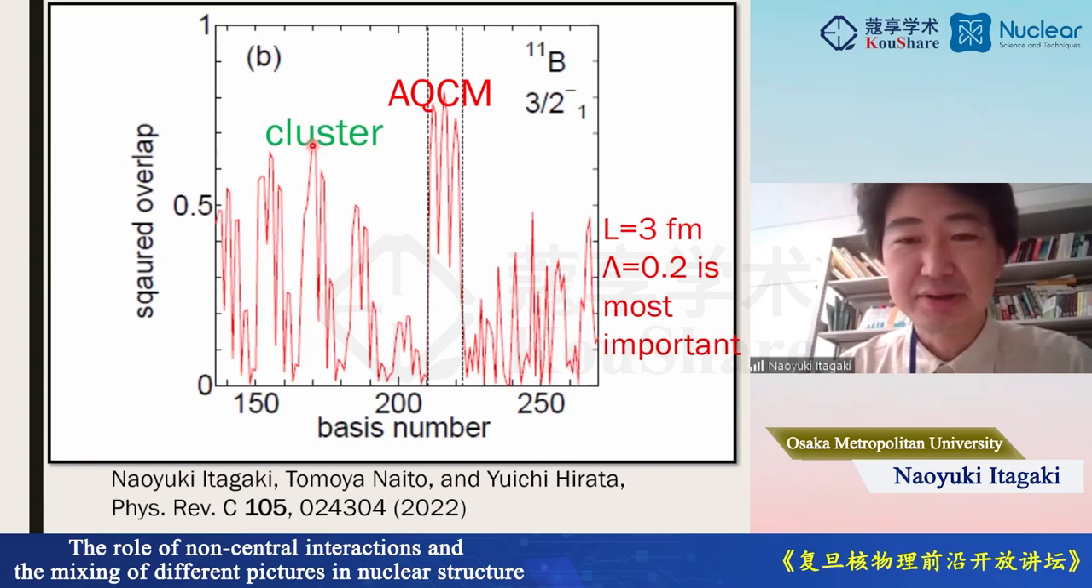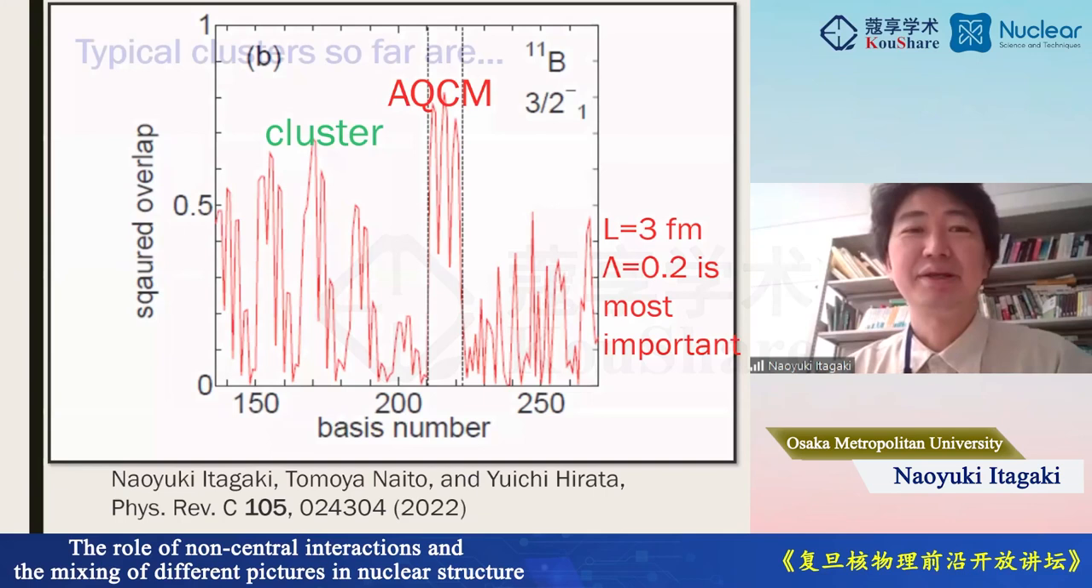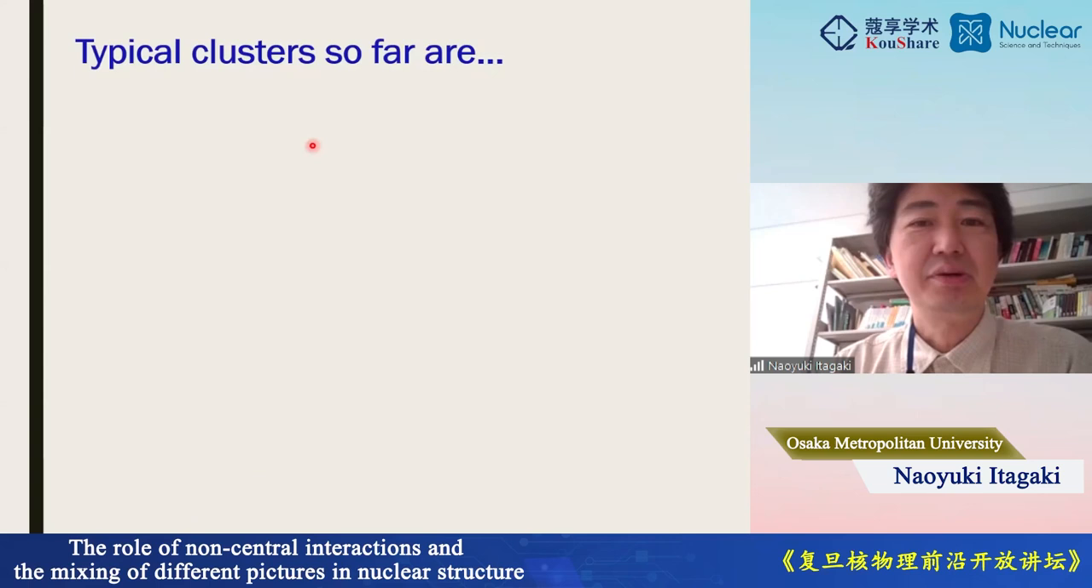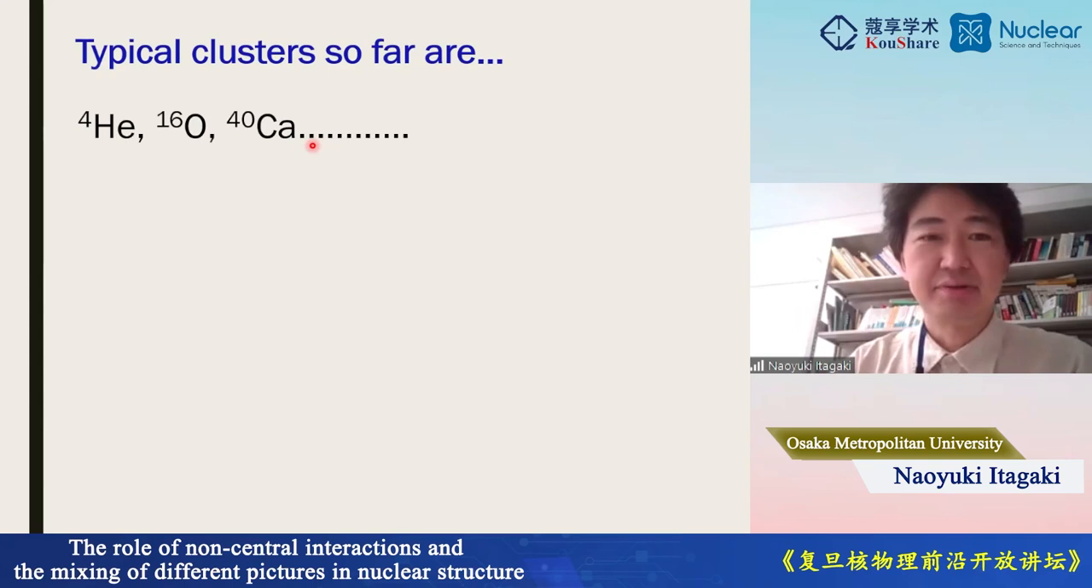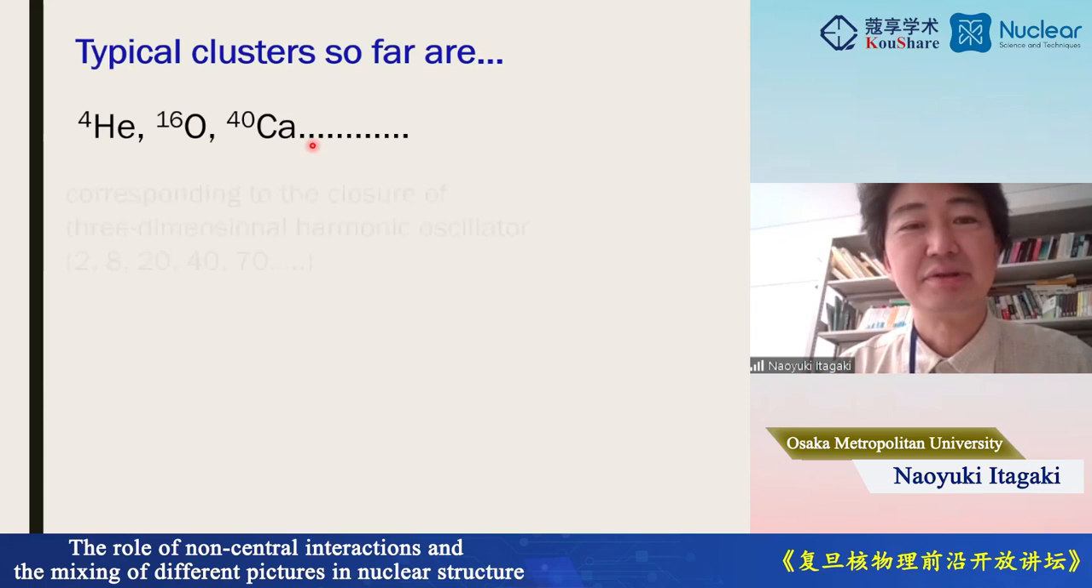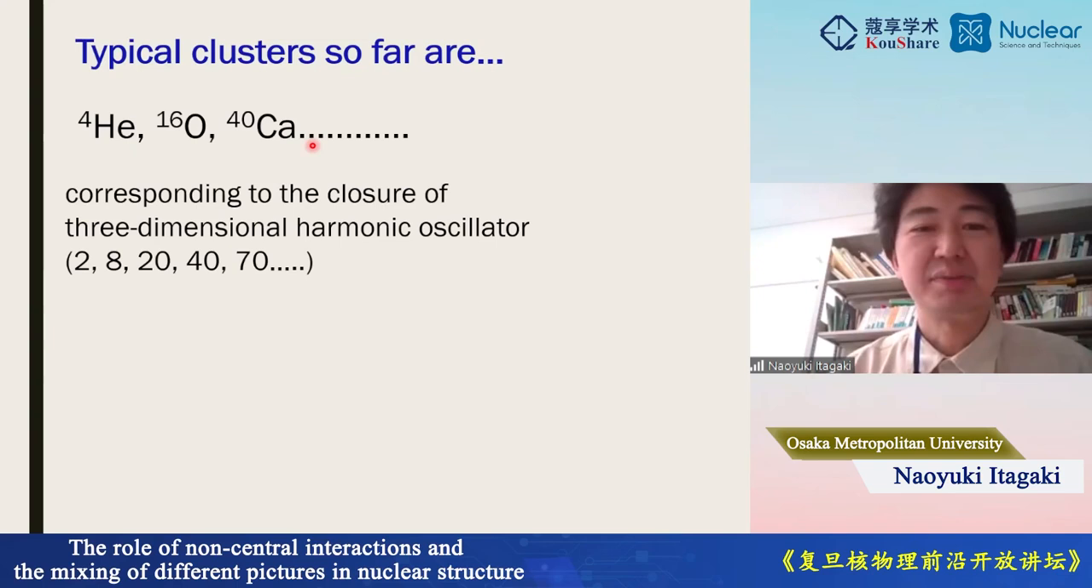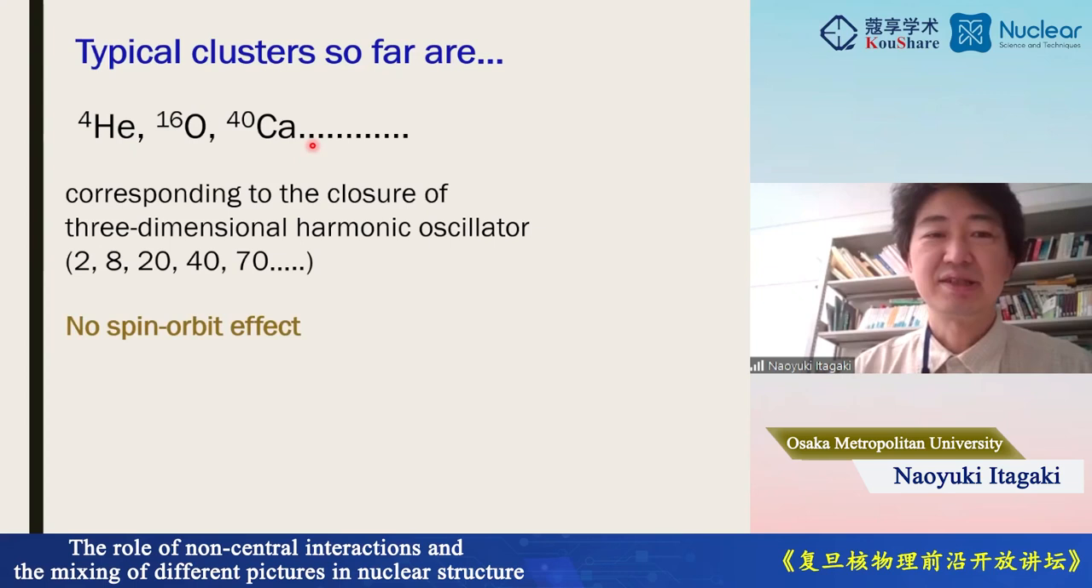And I would like to show you one more example. We can now have the jj-coupling shell model wave function very easily. Traditional cluster models so far were something like alpha cluster, oxygen 16 cluster or calcium 40 cluster. These were the traditional clusters, corresponding to the closure of the three-dimensional harmonic oscillator and no spin-orbit effect. That was a traditional cluster model. But now we can create jj-coupling shell model wave functions very easily, so we can start a new cluster model.